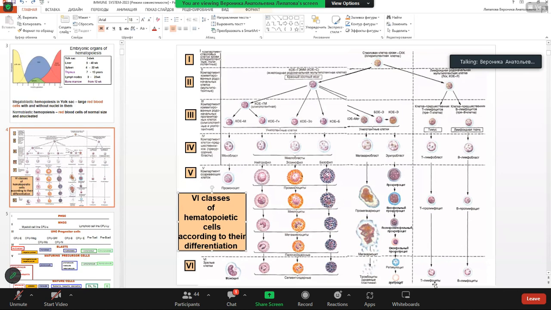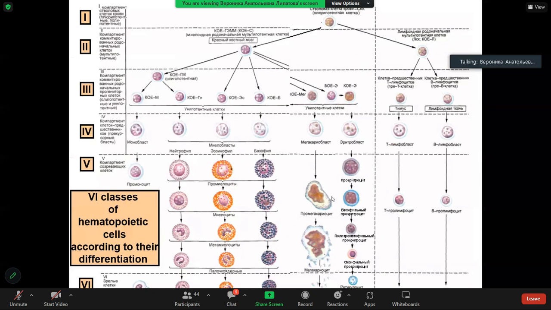More complicated is myelopoiesis. Myelopoiesis is differentiation of precursor cell into neutrophil, eosinophil, and basophil granulocytes. What kind of events can we see here? First of all, pro-myelocyte for neutrophil, pro-myelocyte for eosinophil, pro-myelocyte for basophil.